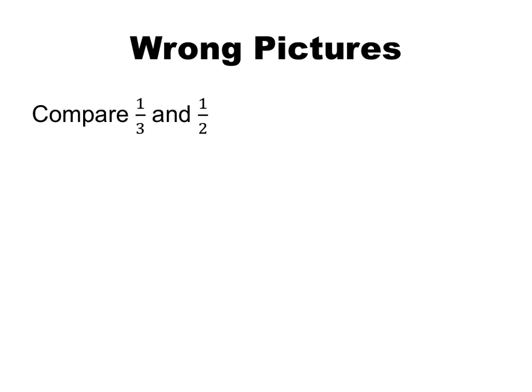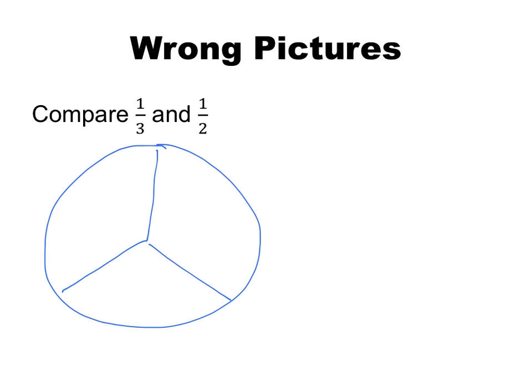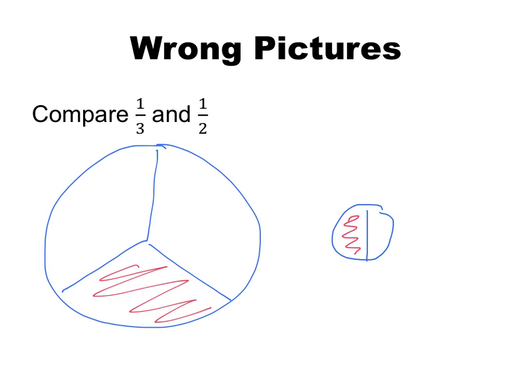But now when we draw pictures, we need to be careful that we draw the pictures appropriately. So let's do an example of some wrong pictures that we might draw to compare these fractions. Let's draw a picture of the fraction 1/3. Let's say we've got a big pie here, and we're going to divide that pie up into 3 pieces, and we're going to select one of those pieces. So there's a picture of the fraction 1/3. Now, to draw a picture of the fraction 1/2, what we might be tempted to do is draw a smaller pie and divide that into 2 pieces, and then select one of those pieces.